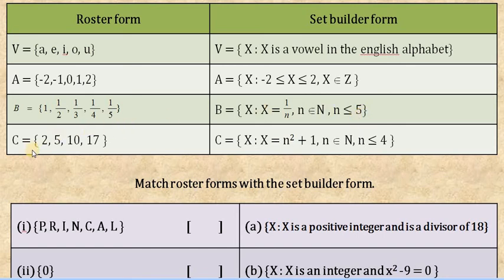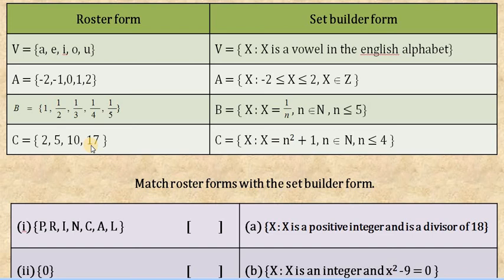Okay. Now C is equal to 2, 5, 10, 17. This one is a little difficult. You have to observe carefully. So 2 means this will be 1 square plus 1. 1 square is 1, 1 plus 1 is 2. Here 5 means 2 square plus 1, 4 plus 1. 10 is 3 square plus 1, 3 square means 9, 9 plus 1 is 10. 17 means 4 square plus 1, means 16 plus 1 is 17. So it is 1 square plus 1, 2 square plus 1, 3 square plus 1, 4 square plus 1.